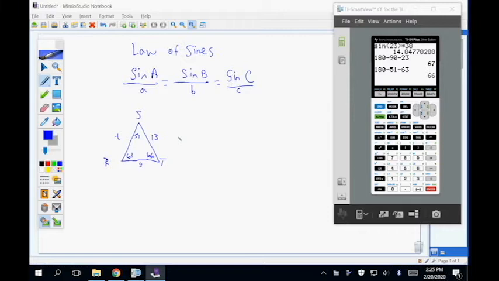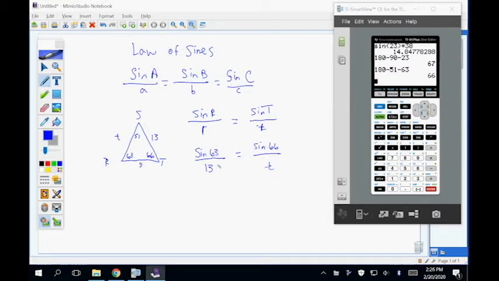We have R, S, and T, right? So sine of R over the side R equals, and you can choose any one to start with, so we're going to go with T. So it's going to equal sine of angle T over T. Now filling in, angle R is 63, so this is going to be sine 63 over side R, which is 13, and it's going to equal the sine of angle T, which is 66, over T.